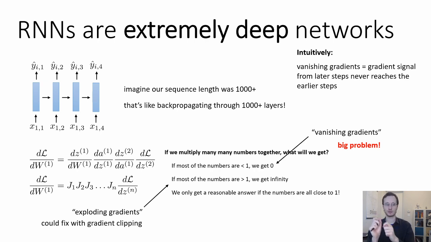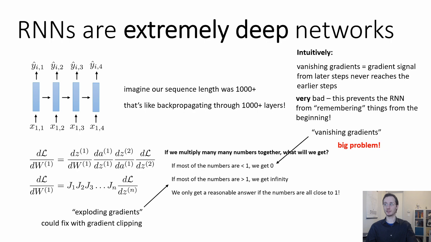But if the gradient signal from time step 900 never goes all the way back to time step 3, then the network will never know that it needs to remember that thing at time step 3 so that it can then use it at time step 900. And this is very bad. This prevents the RNN from basically remembering things from the very beginning. So we really, really want to solve this problem somehow.